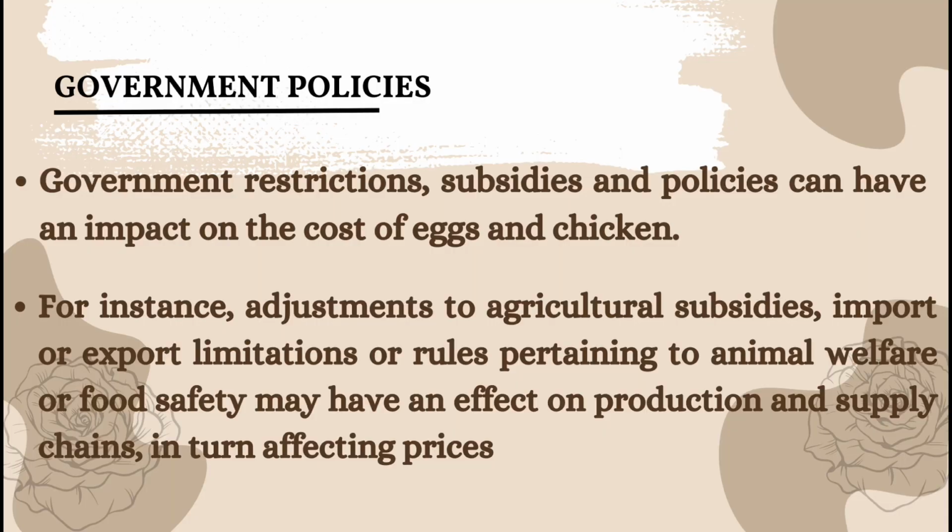Government policies are another factor of inflation. Government restrictions, subsidies and policies can have an impact on the cost of eggs and chicken. For instance, adjustments to agriculture subsidies, import or export limitations, or rules pertaining to animal welfare or food safety may have an effect on production and supply chains, in turn affecting prices.